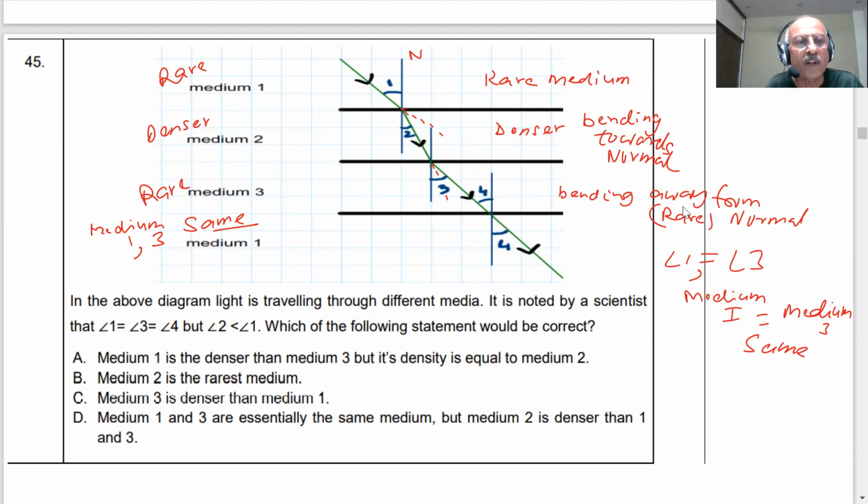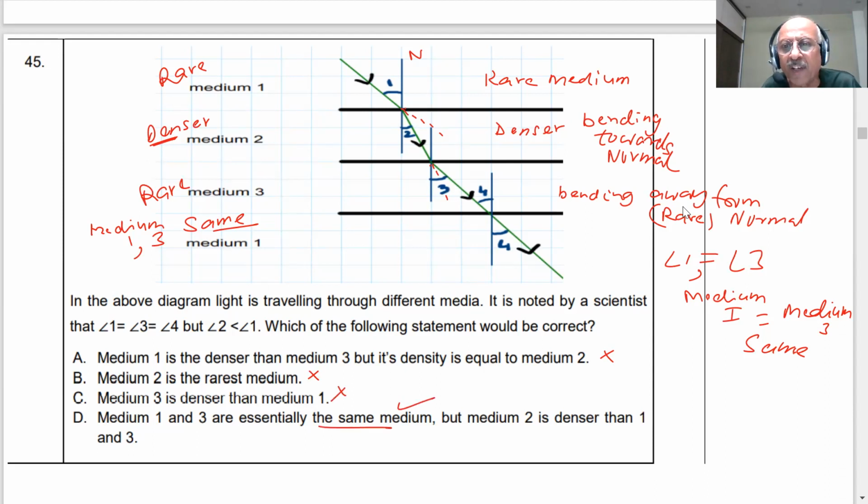Okay? Angle 1 is equal to 3 is equal to 4, but angle 2 is less than 1. Okay. Medium 1 is denser than medium 3, but its density is equal to medium 2. No. Then medium 2 is rare. No, students. Medium 2 is denser. That is also not correct. Medium 3 is denser than medium 1. No, medium 3 and medium 1 are the same, students. Medium 1 and 3 are essentially the same.